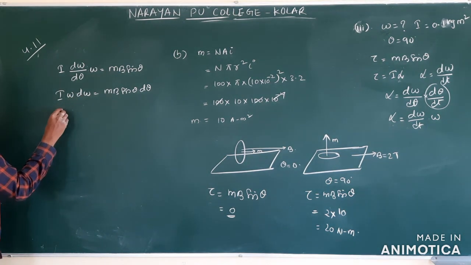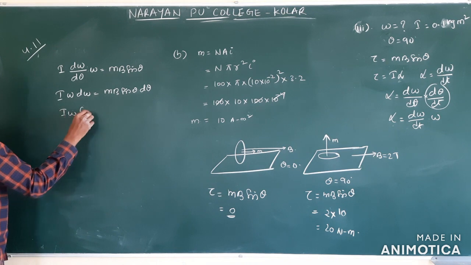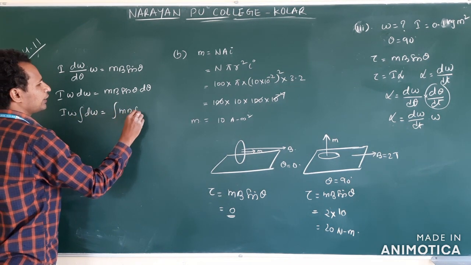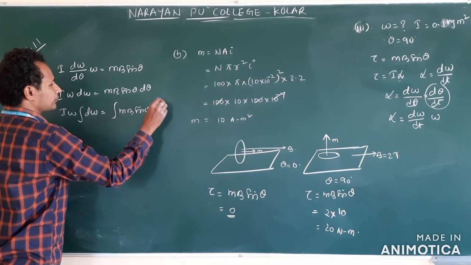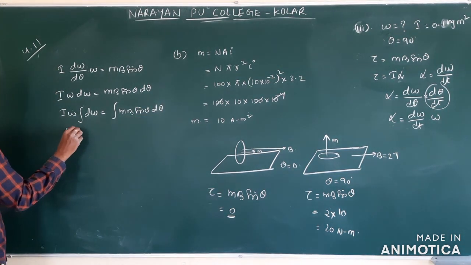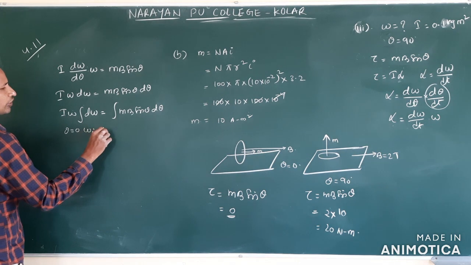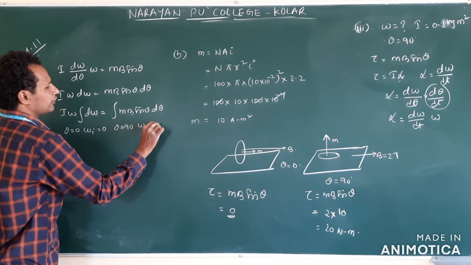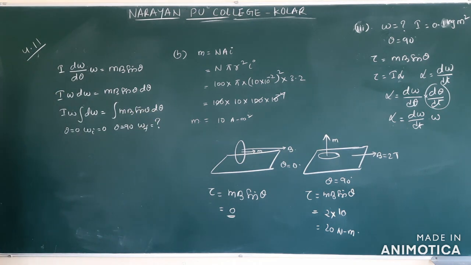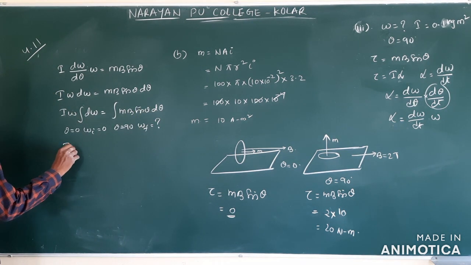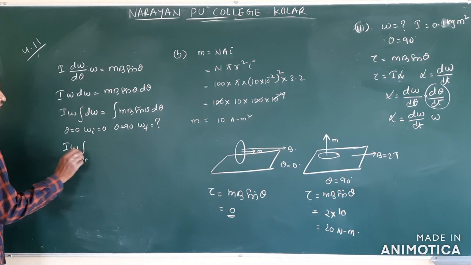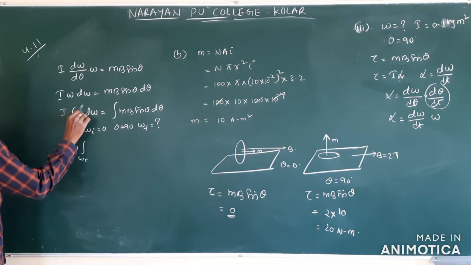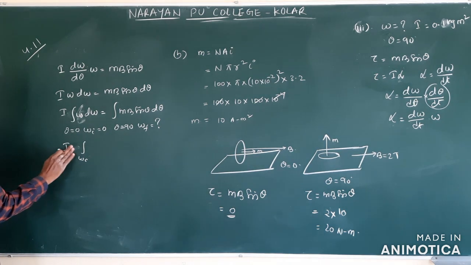So I can write like this. First write I integration omega d omega is equal to integration mB sin theta d theta. When theta is equal to 0, omega initial is 0. When theta is equal to 90, omega final is the question. So how do we write the integration limits? This omega we need to write here as the integration over omega.